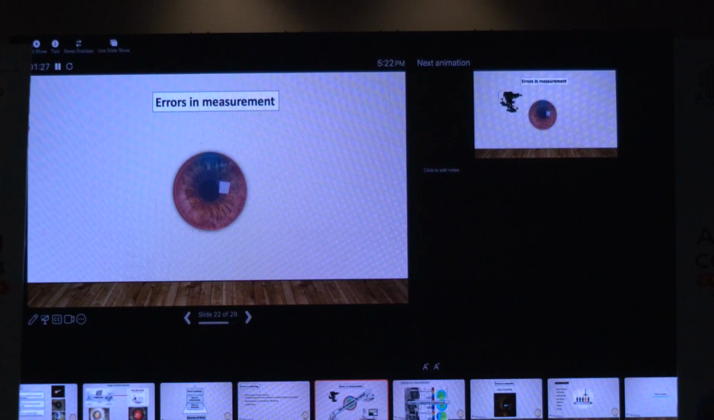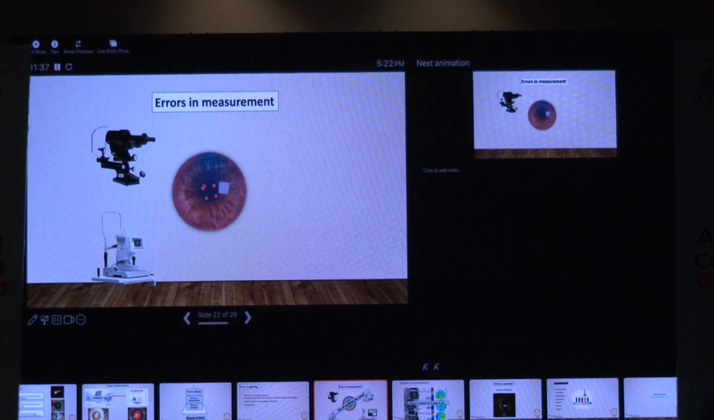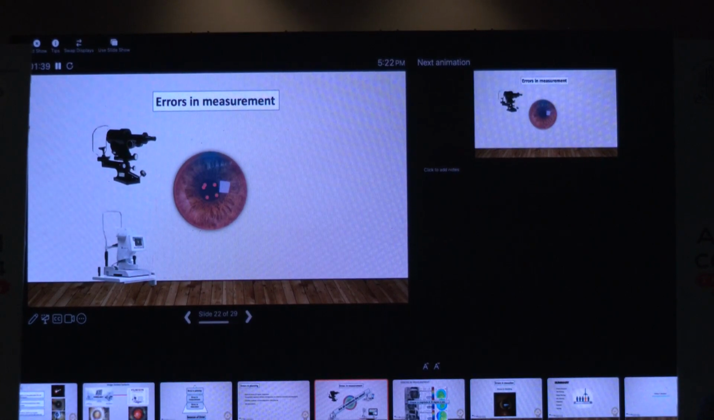So this is a very important slide, errors in measurement. So you see all these machines are there. We started way back with this, what used to be the gold standard for a very long time. Then we went on to the IOL Master 500, which took about 6 points of measurements.